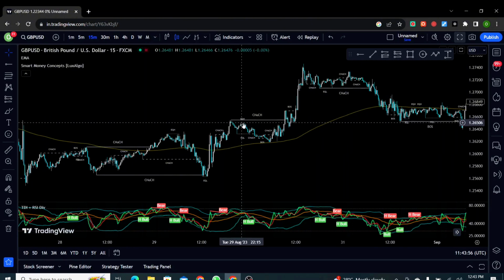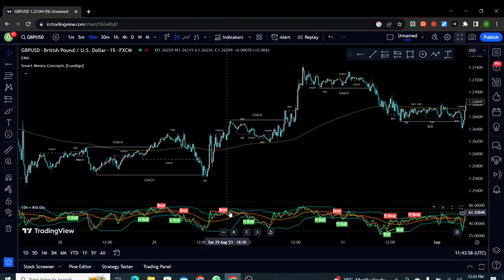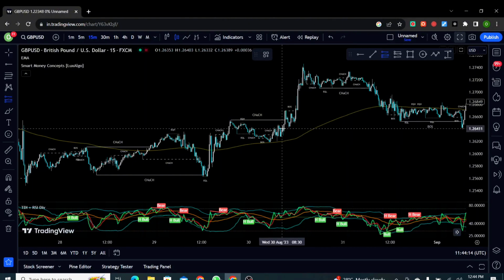So when you can see the market is overbought around this area, you wait for the market to be oversold before you take your trade. From this area, you can see the market is oversold. This is clearly giving you a buy signal. So you can put your trade setup around this area.